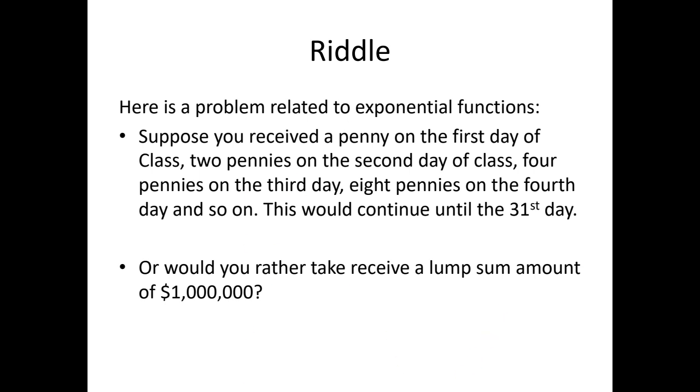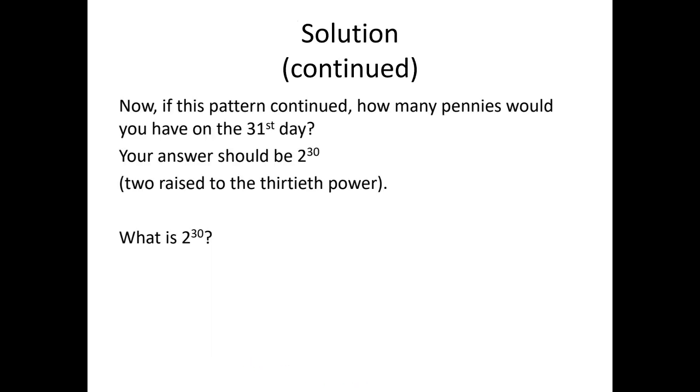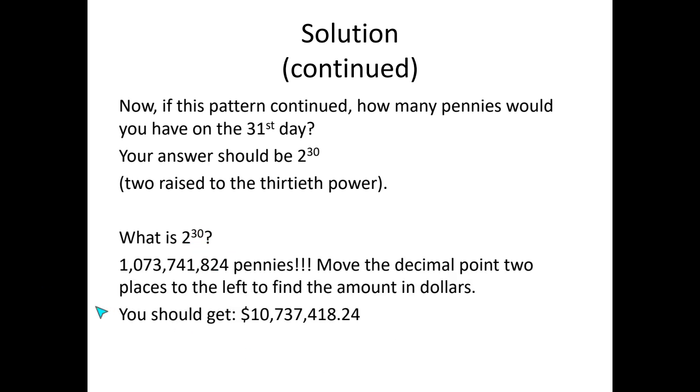And so if we look at it a little bit closer, let's see what happens. So on day 1, you get 1 penny, and then day 2, you get 2 pennies, and then we're doubling each day. So on the third day, you get 4 pennies. So maybe the million is starting to look like the better choice. On the 7th day, well, we now have 64 pennies, but a million still sounds good. Okay, now if we continue this pattern, then on the 31st day, we would have 2 raised to the 30th power pennies, and it actually would give you this many pennies.